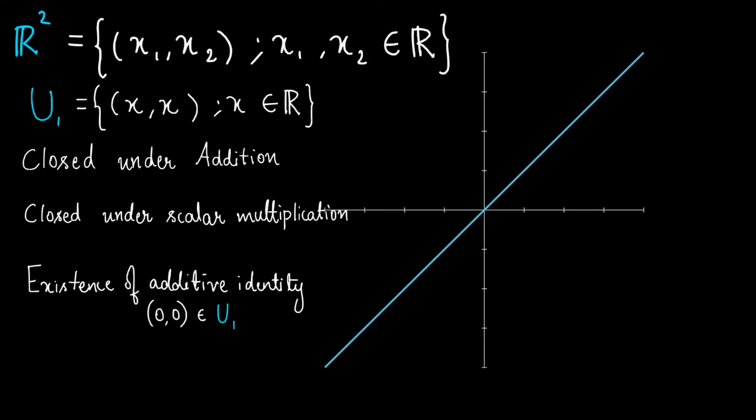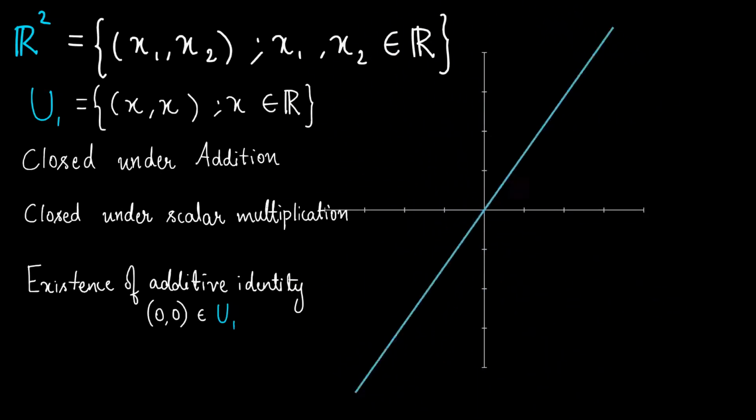This leads to the existence of additive inverse for every point in U1. This is because this set is closed under scalar multiplication, so -1 times v belongs to this set for all v in U1. And we know that -1 times v is equal to -v, or the additive inverse of v. That is, for every point in U1, there is an additive inverse in U1. The properties of multiplicative identity and distributive properties follow because they hold in R2. Since this set satisfies all the properties of a vector space, it is a vector space.